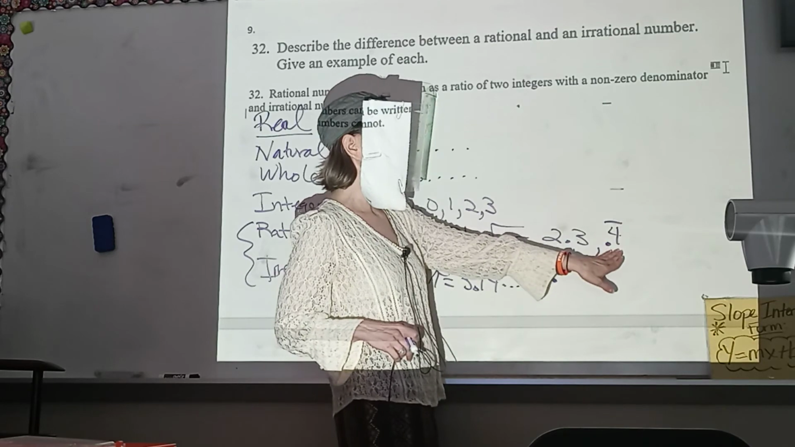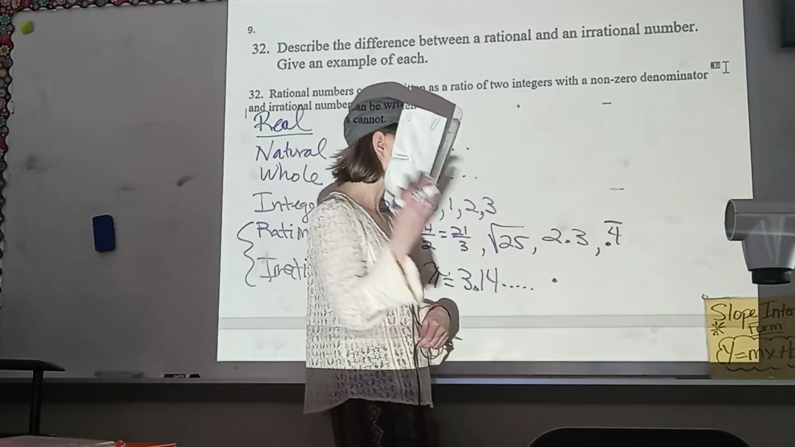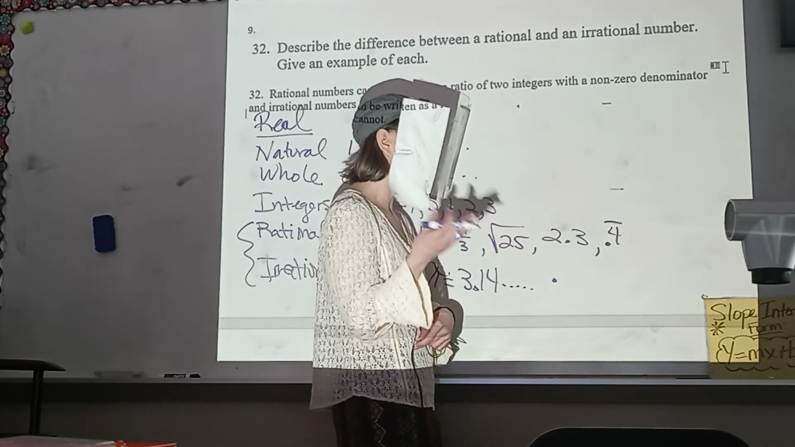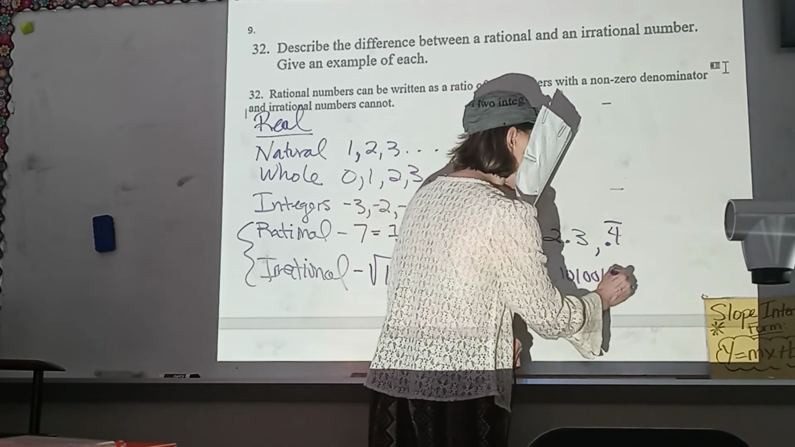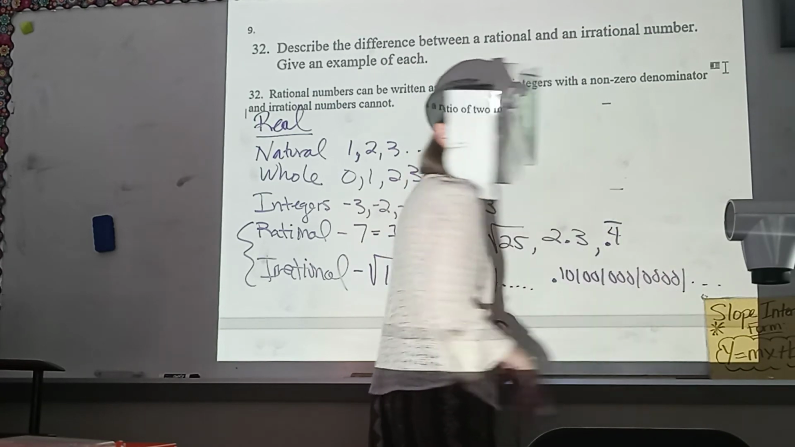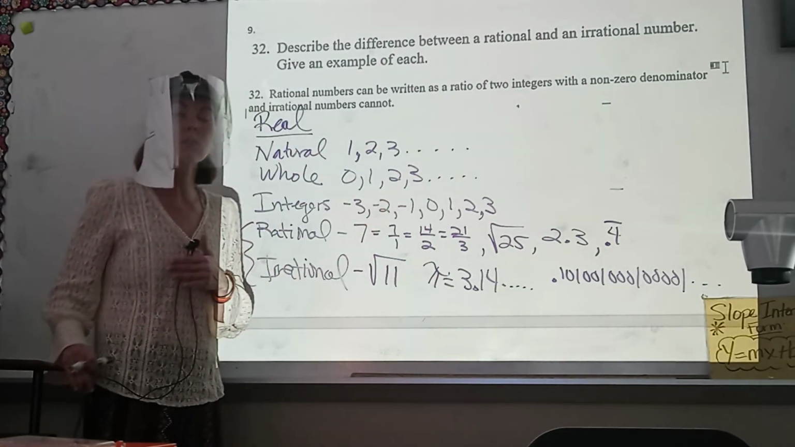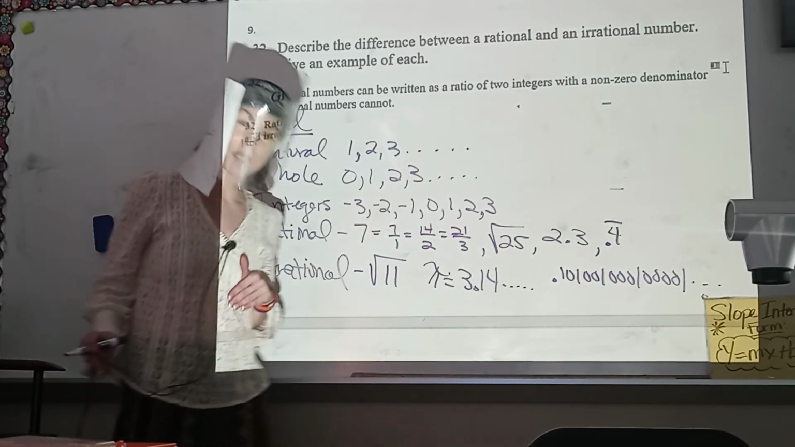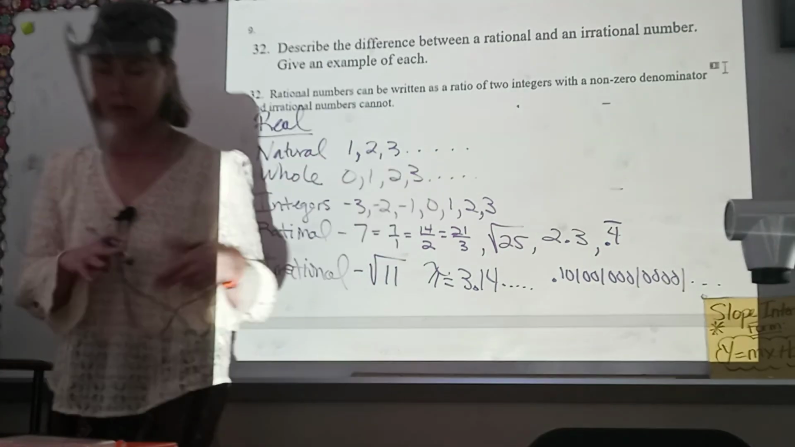So in the rational category, we had a repeating decimal, but in the irrational category, we would have a non-repeating decimal like 101001000100001, and so on and so forth. You get the idea. So that's the difference between rational and irrational with examples of each. Okay, that was EOC Bell work number 9. Great job, you guys.